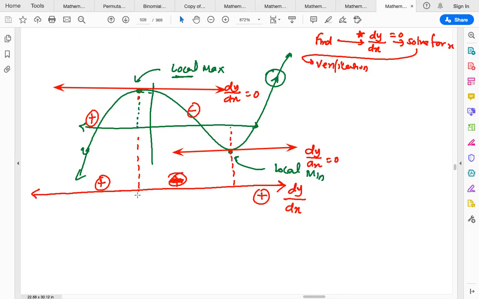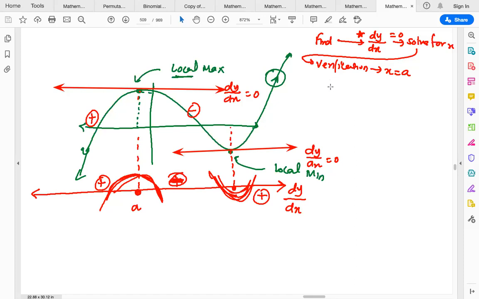Now suppose this is my point, and I solved and got x equals a. If you draw the sign diagram and the sign changes from positive to negative, it means it's a maximum. And if the sign changes from negative to positive, it's a minimum. So it's a straightforward observation, and you can conclude whether it's a minimum point or a maximum point.